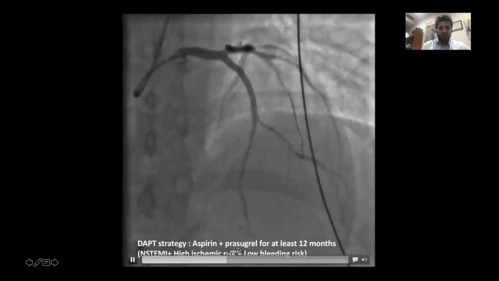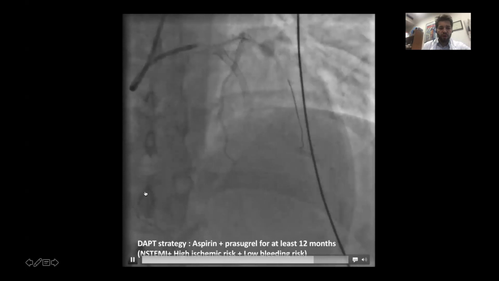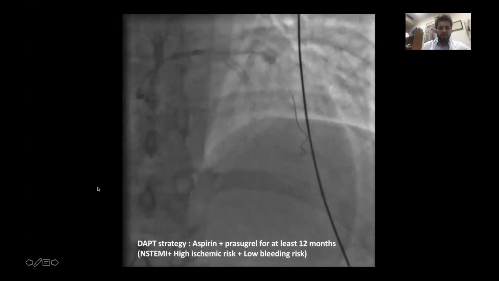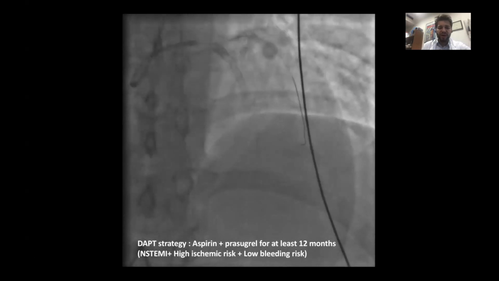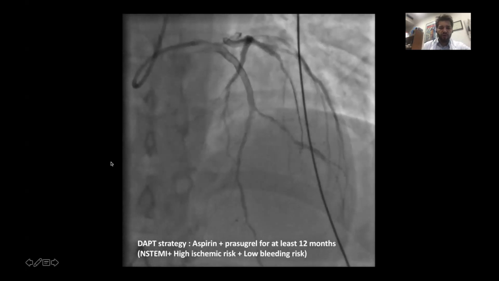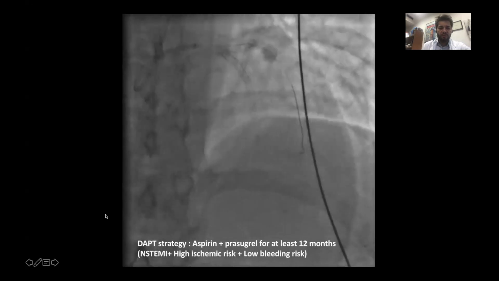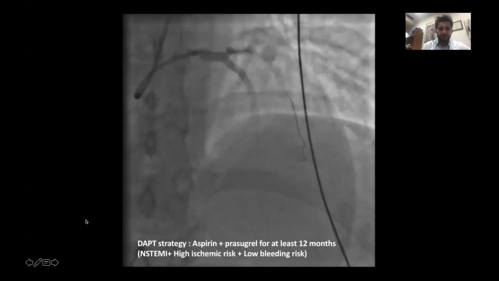This is the final angio view. We're pretty pleased by the result. We decided to go for a double antiplatelet strategy, mixing aspirin and prasugrel for at least 12 months. Probably we will go over 12 months in this situation because there is a high ischemic risk and the patient also has a low bleeding risk.